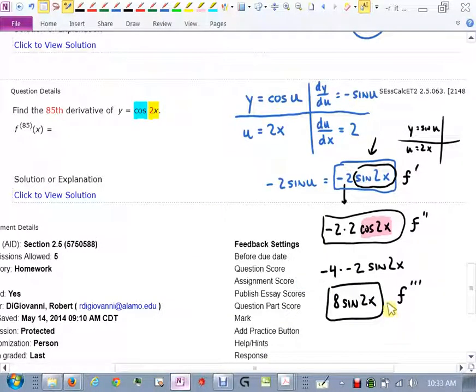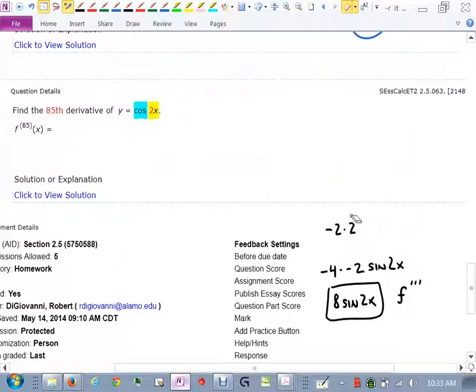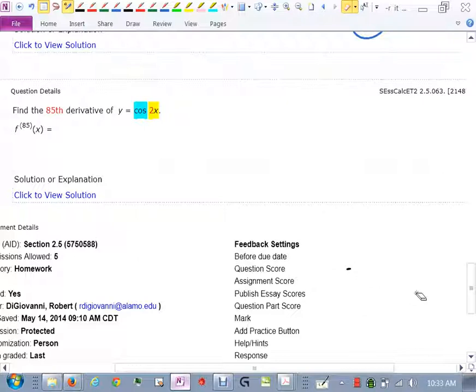Okay, back to this. I think what I'll do is get rid of this, and I'm going to list out what the derivatives are, so you can see the pattern that's being created here. All right, you see how to do each derivative.